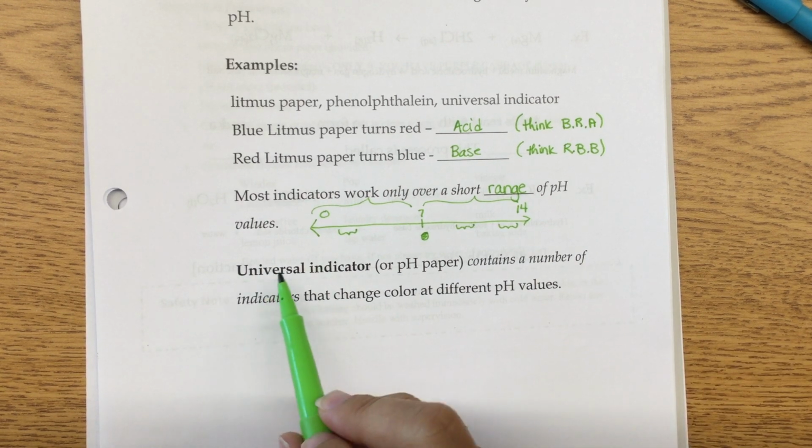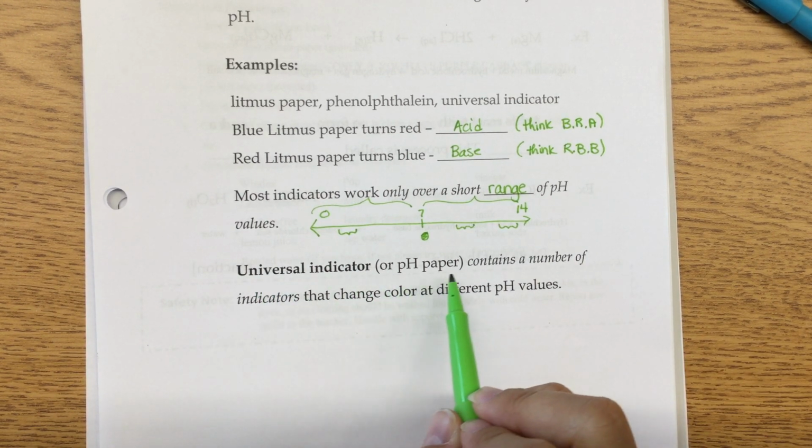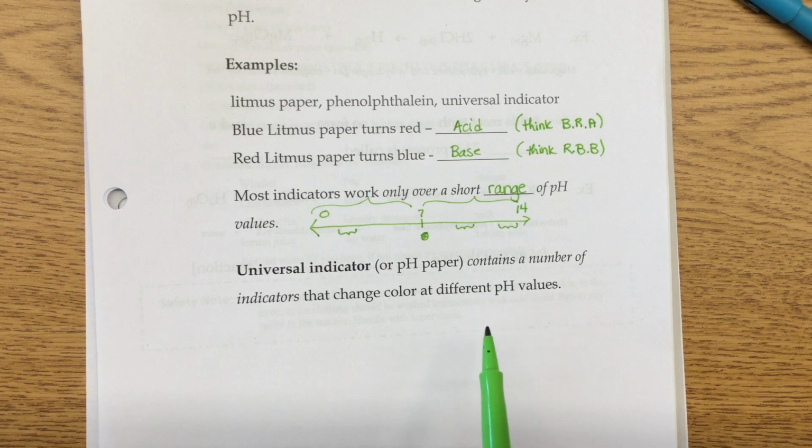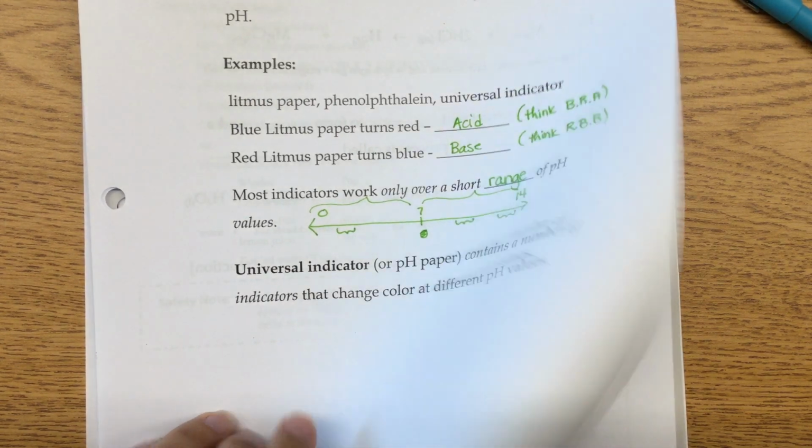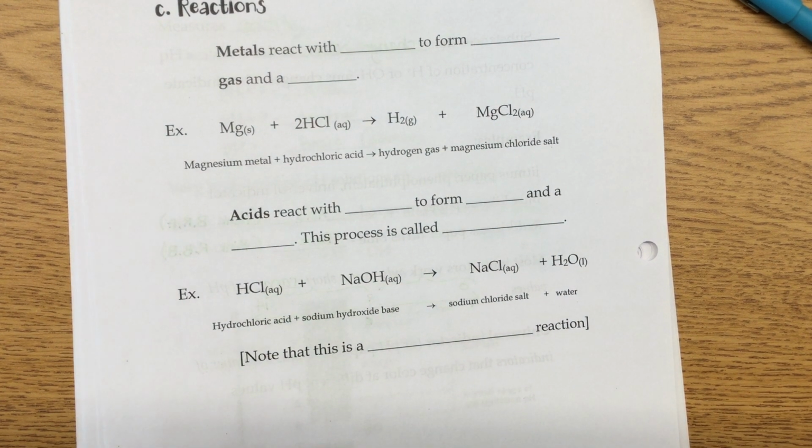So in the bottom here it says that too. The universal indicator or pH paper contains a number of indicators that all change color at different pH values. Okay, turn the page. Last page.